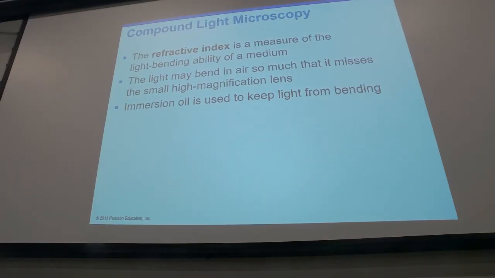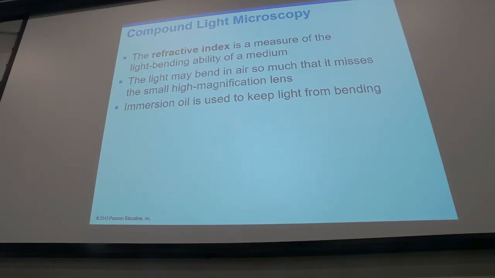And now we have photons of light in our environment that hit objects, and then it provides this refraction or bending, which helps us to see the different colors and the different shapes of the objects. So we have in microscopy another term which is called refractive index, which is basically measuring the ability of light to bend in a medium. So light may bend in air so much that it misses the small high magnification lens.